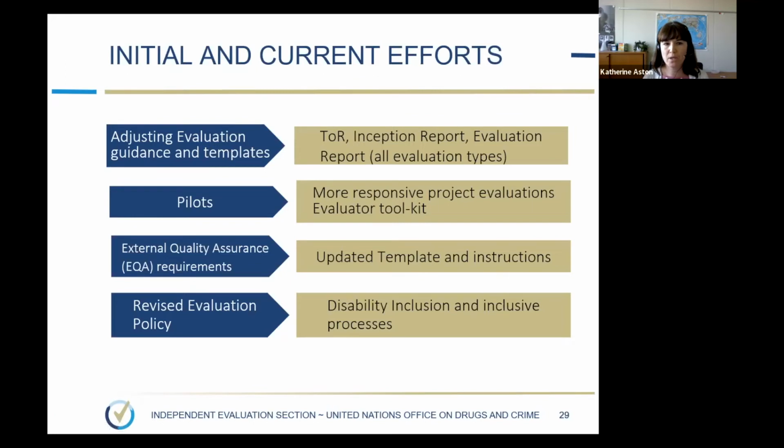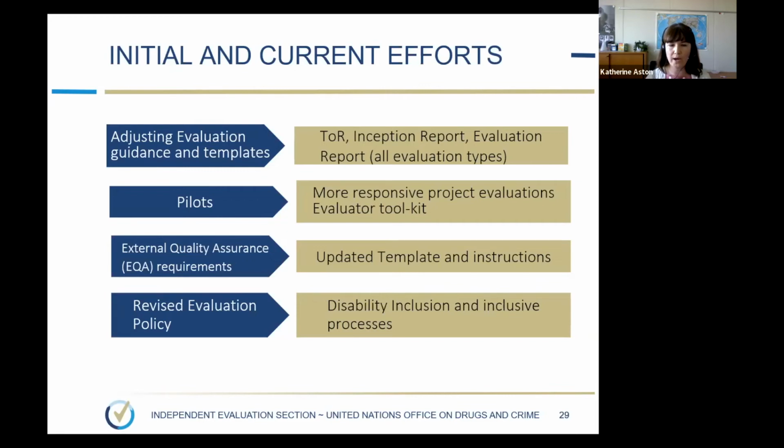efforts. Okay, so initially, I think what we did is probably what most organizations did, is we put disability inclusion in all of our templates and our guidance. So our terms of reference, our inception report, and our evaluation reports. And we did this for all of our evaluations, our project evaluations, in-depth evaluations, and our strategic evaluations. We had a real opportunity because at the same time, we were revising quite a few of our processes. And so we were able to pilot that as well as our other processes and see how that went. And so that's what we did with those templates and guidance.